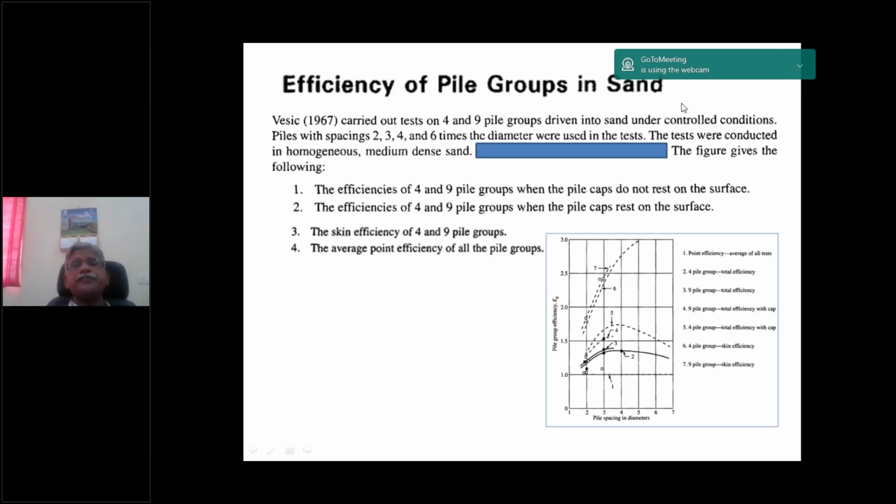So the efficiency of the pile groups in sand: the efficiency of 4 and 9 pile groups when the pile caps do not rest on the surface, and the efficiencies of 4 and 9 pile groups when the pile cap rests on the surface. For these different conditions, the pile group efficiency is given here.